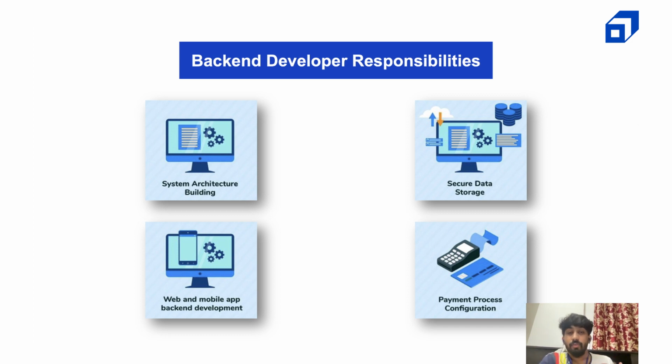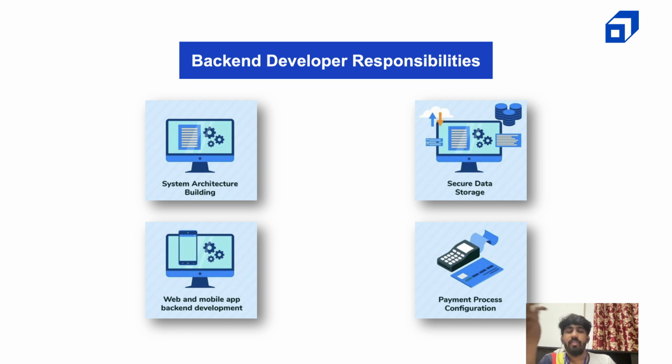Next comes secure data storage. Customer data shouldn't be leaked. Your company's mission critical data, which is stored in your databases, shouldn't be leaked. So for that, you should ensure data security. That is one of the main aspects for a backend developer: data security and data storage security. Third, web and mobile app backend development.